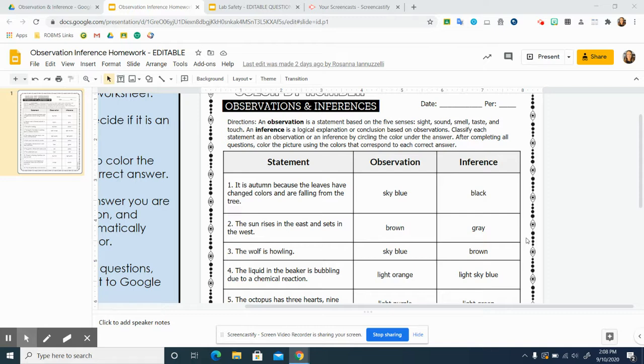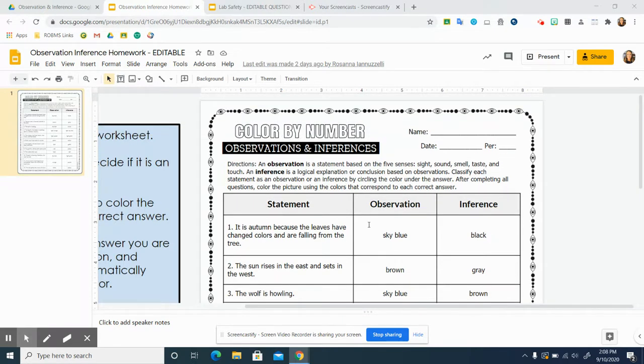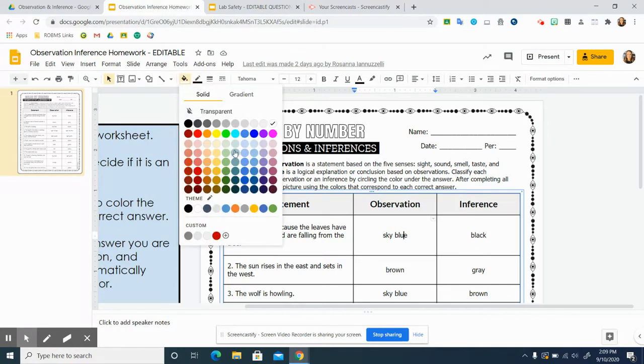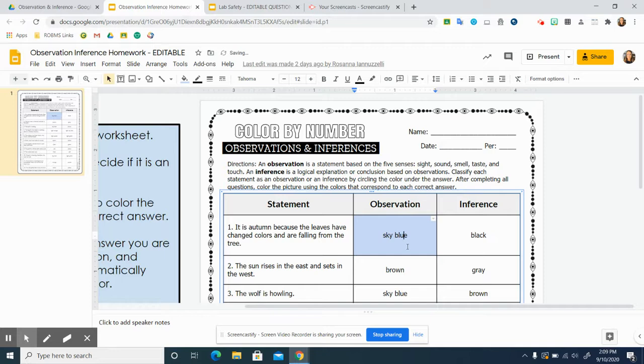The first assignment was the Observation and Inference Color by Number worksheet. So if you were in class, you got this worksheet. What you had to do was read the statement, and then you would circle or color in what the answer is. If you were at home or learning this virtually this week and you got this assignment assigned to you virtually, all you had to do was click on the actual words. The paint bucket tool pops up, and you could pick the color and it would fill in the box if that was your correct answer.